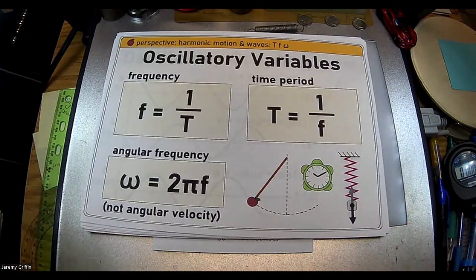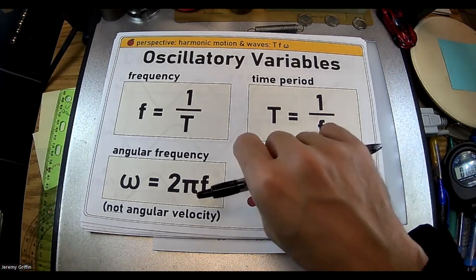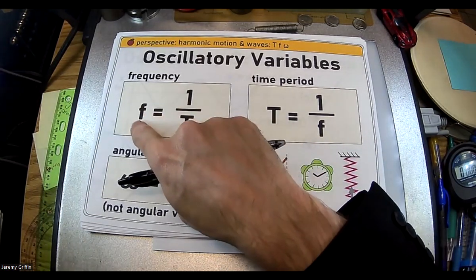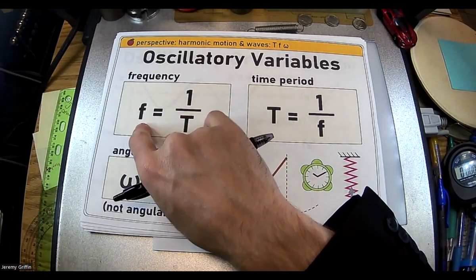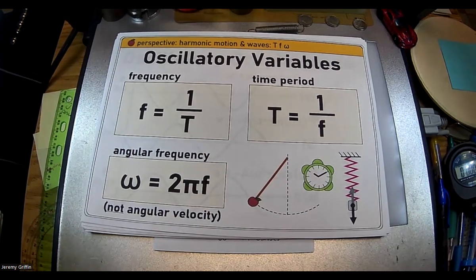Okay. Let's look at some oscillatory variables. So the time period T is how much time it takes to swing back and forth, right? But the reciprocal of that is a related concept called frequency. Frequency is going to be measured in hertz, which is 1 over seconds, cycles per second. I should have put hertz somewhere on there.